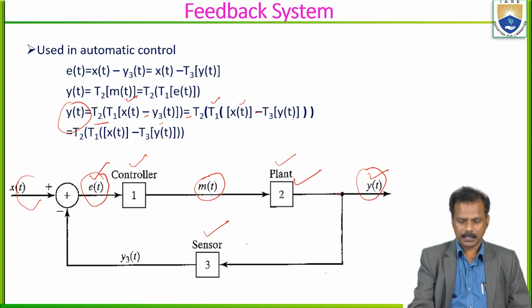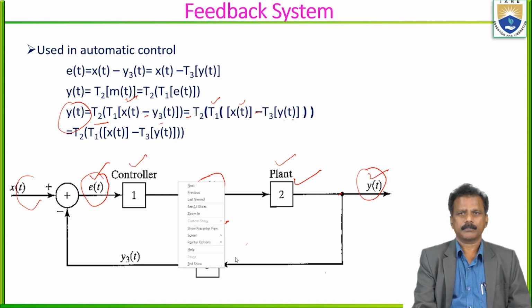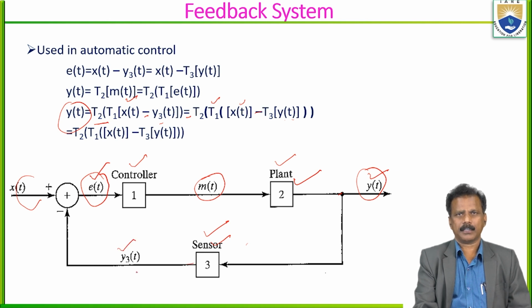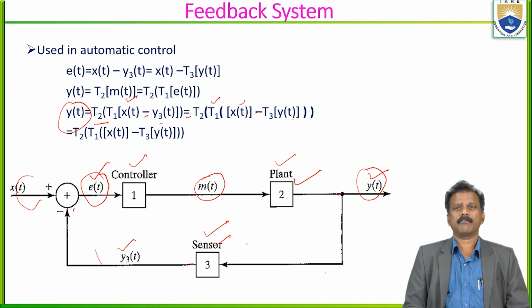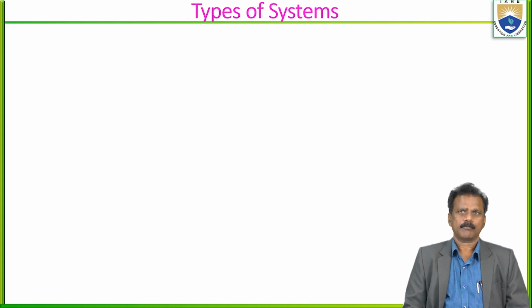It is some error, or it is given to the feedback. Subsystem 3 is the sensor. Sensor output will export y3 of t. Again, it is given to that. Finally, we will verify the automatic control system in mathematical modeling.